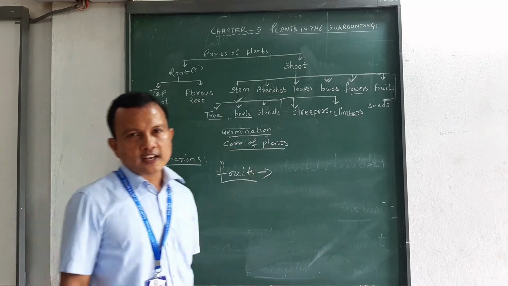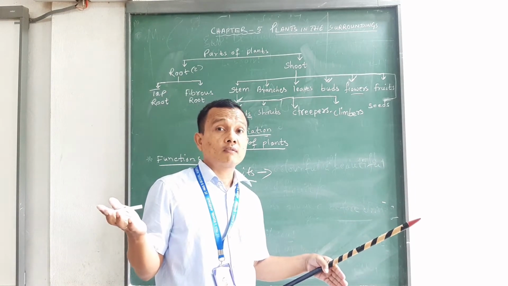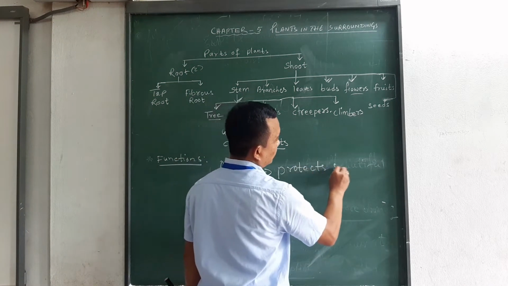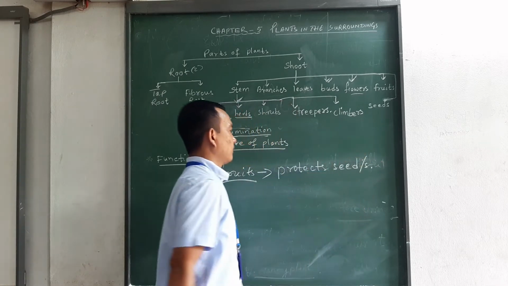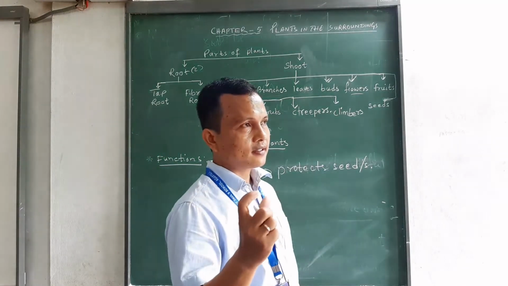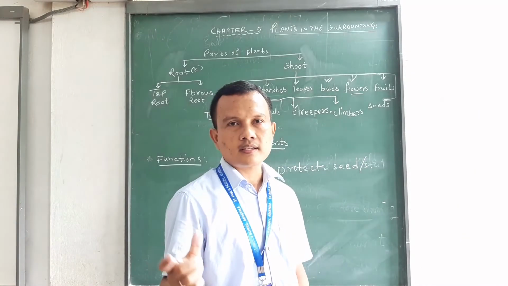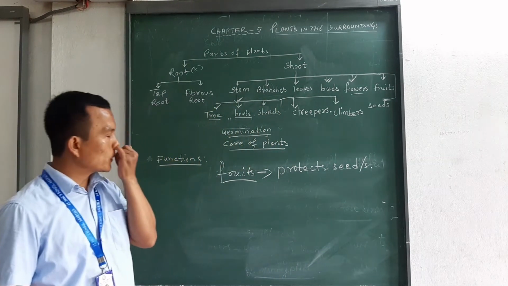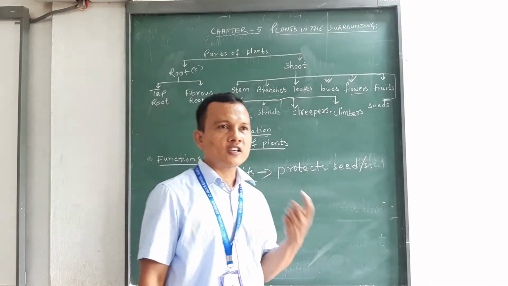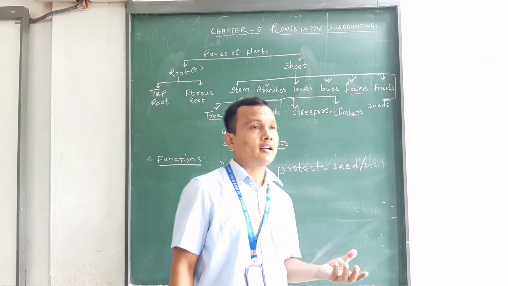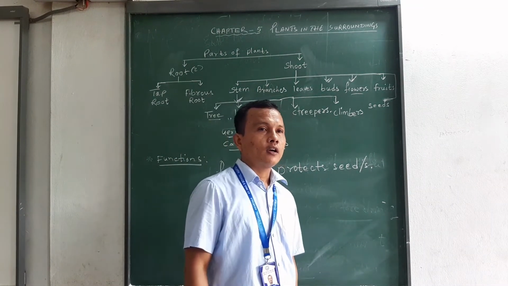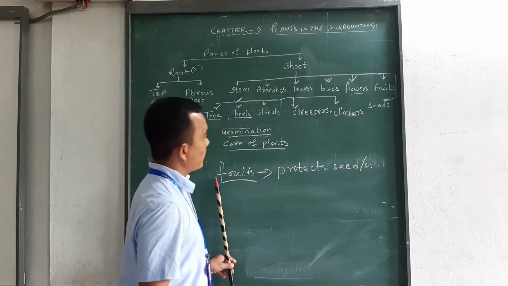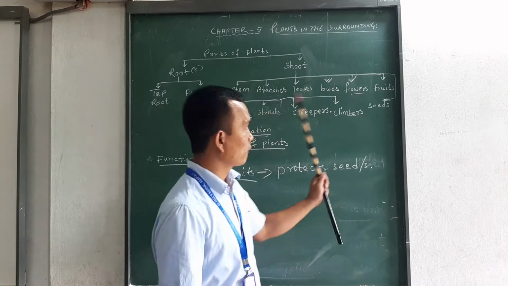So what is the main function of the fruit? To protect seeds. It protects seeds. Different fruits have different kinds of seeds. Some have a single seed, some have few, and some have many seeds. Fruits like mango have only one seed. Fruits like apples and pears have few seeds. And fruits like papaya and watermelons have many seeds. The main functions of fruits, as I have said, are that they bear seeds and protect seeds.